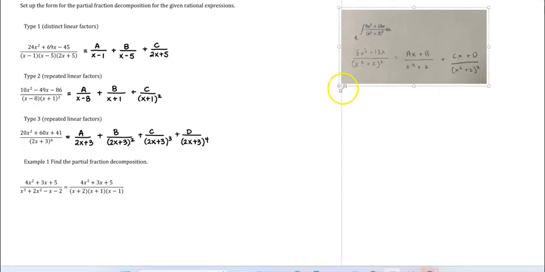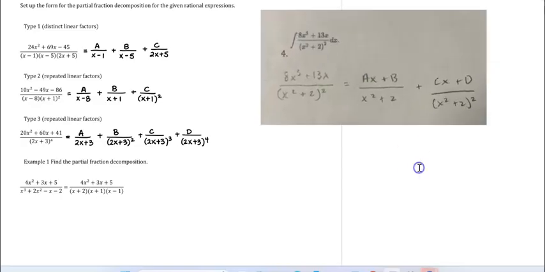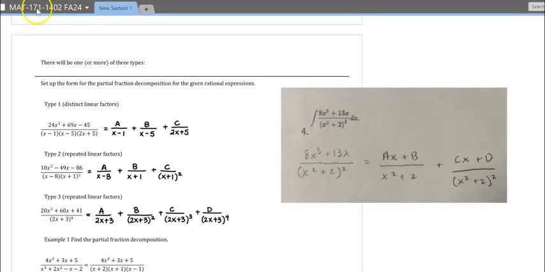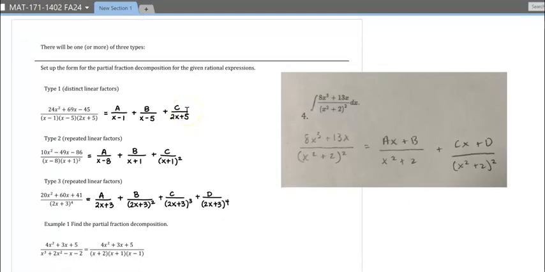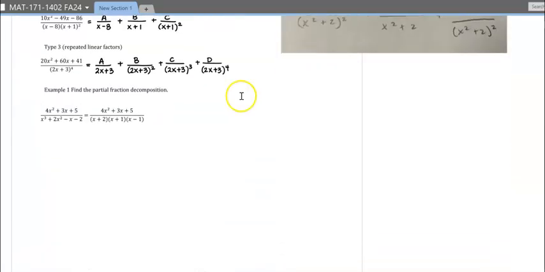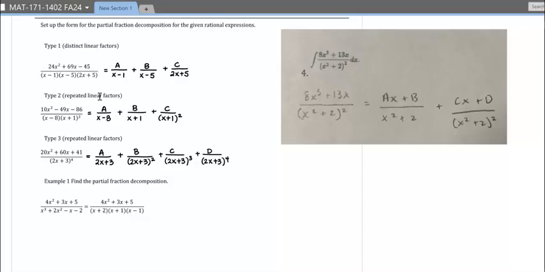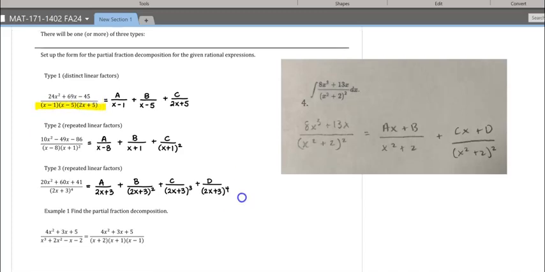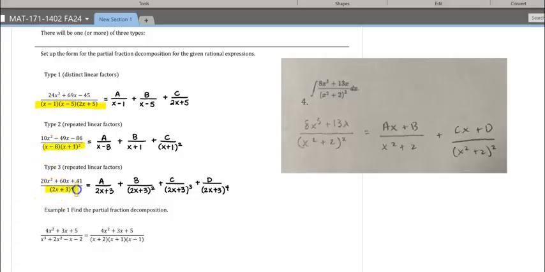So I posted the picture you sent me right here, and I have actually gone back to your 171 notebook from last year. So if you still have these notes, you could look at lesson 8 on partial fraction decomposition, or just look at this screen here. No matter what we're doing, if we're doing partial fraction decomp, we first have to start by completely factoring the denominator. So notice in all of these problems, the denominator is completely factored.